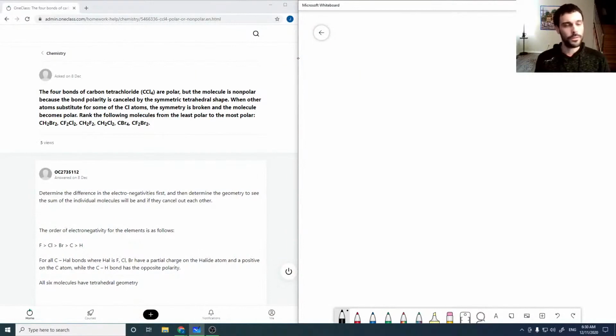So here's our first one. It reads, the 4 bonds of carbon tetrachloride are polar, but the molecule is nonpolar because the bond polarity is cancelled by the symmetric tetrahedral shape. So just to draw this out, I'm using this wedge to show that it's coming out of the page, and this dashed bond to show that it's going into the page.